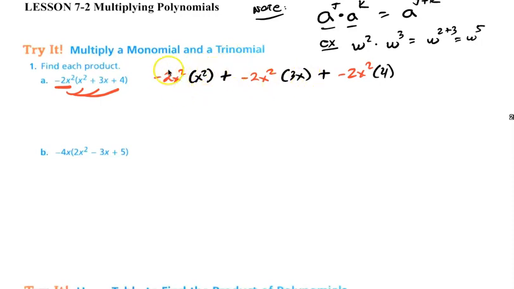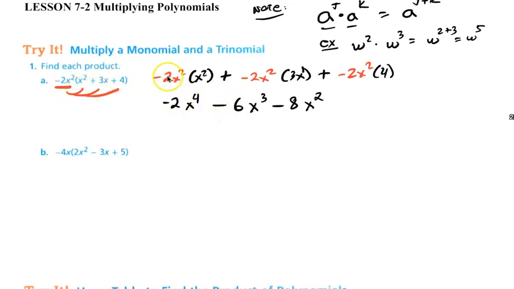So this first one, negative 2 times, there's no number, so 1, is just negative 2. And then the power. So again, when we multiply two variables with the same base, we add the power. So 2 plus 2 would be x to the 4th. Over here, negative 2 times 3 is negative 6. And then we have x to the 3rd, because that's a power of 1 right here. Right? Even if we don't say it's the power of 1. So we have 3 x's total here, 2 plus 1. Then over here, negative 2 times 4 is negative 8. And we have x squared. So that's one way to do it, just distribute all those.